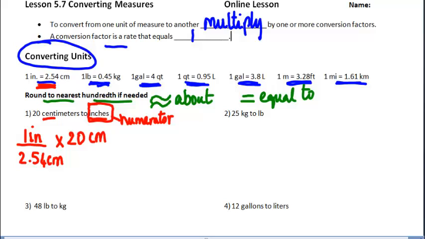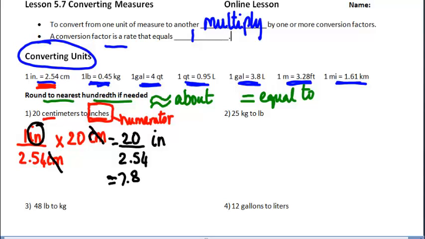The next step is that you see centimeters in the numerator, centimeters in the denominator. Just like any numbers of equal value can be crossed out, these two can be crossed out. And we are going to multiply the numerators. In this case, 20 times 1 is 20 over 2.54, and this is the inches because that's the unit that is left over here. And if you go ahead and figure it out, you will find that the answer is 7.87 inches. So the answer is about 7.87 inches. Let's go ahead and do the next one.